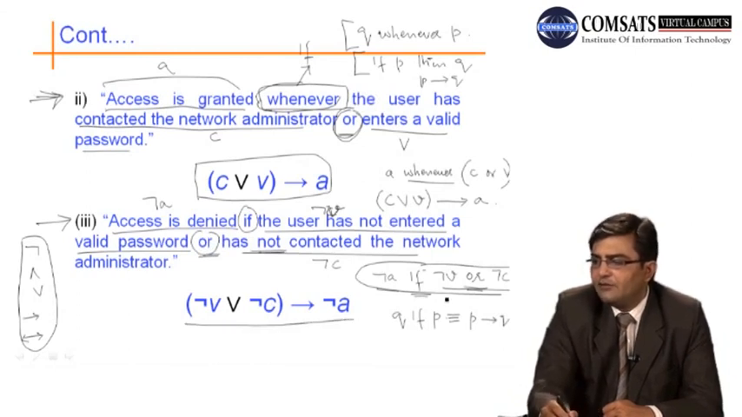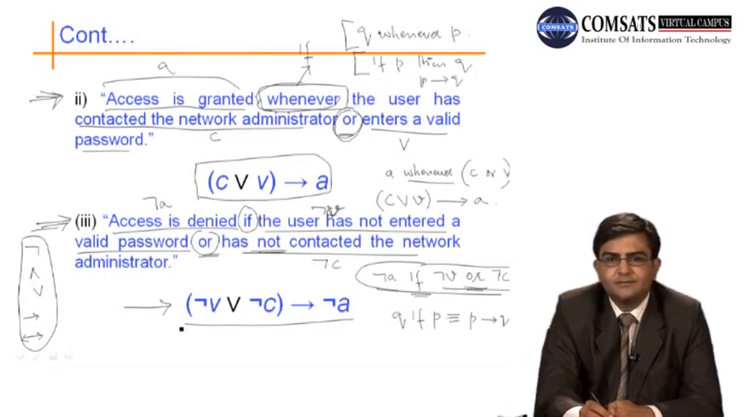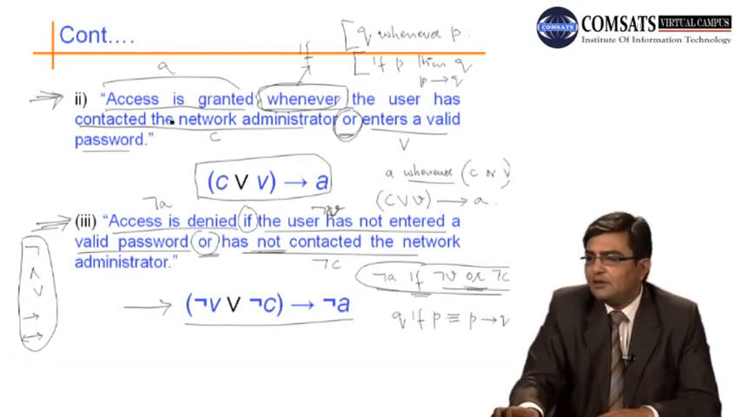here we have not V or not C. We can write not V, the disjunction operator or, not C, and implies not A. So the whole statement can be written in the form of symbols or logical connectives as this. We take another example.